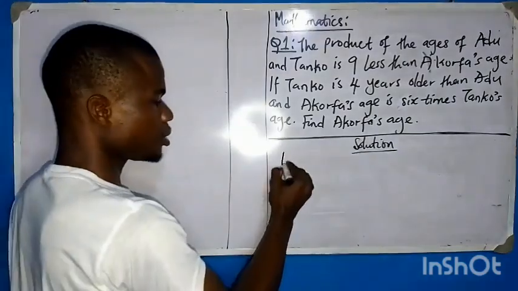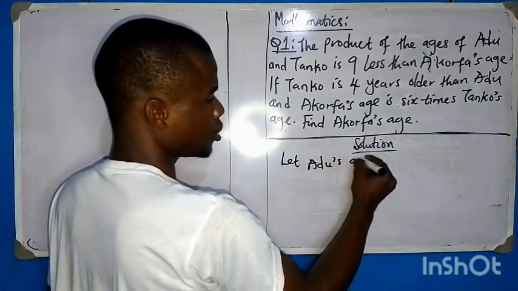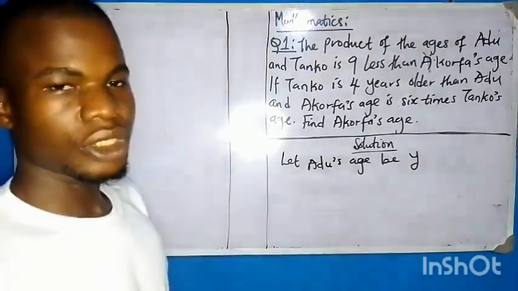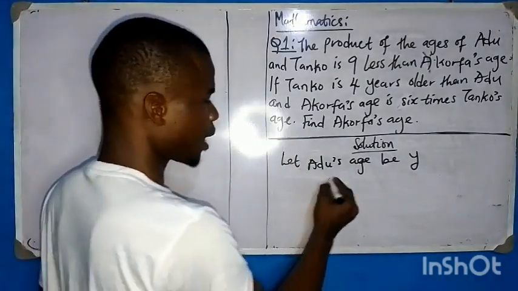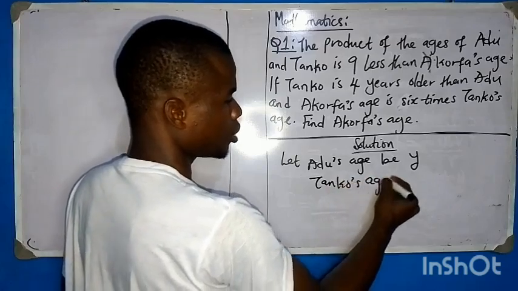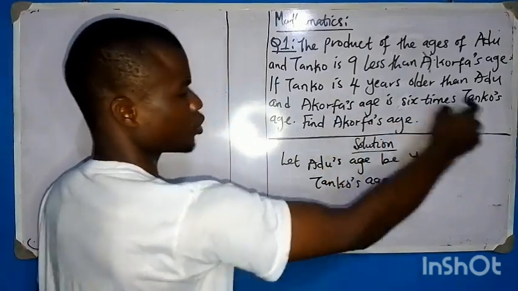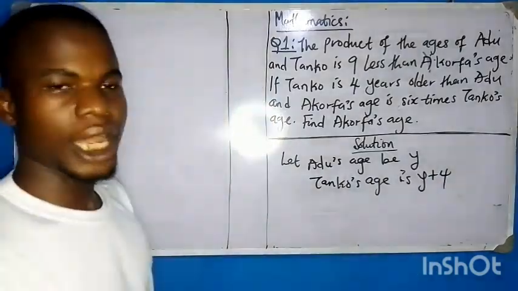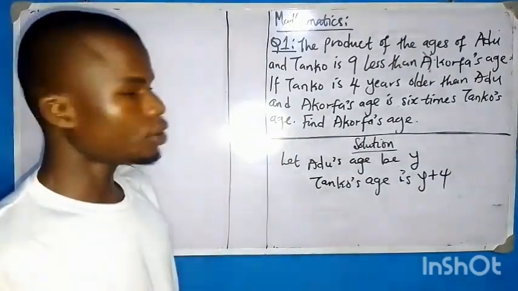So let's say, let Adu's age be, say, Y. If Adu's age is Y, from the question we have Tanko's age. So Tanko's age is Y plus 4. Remember, 4 years older, that is plus 4. Since I know Adu's age, I add 4 to it because Tanko is 4 years older than Adu.